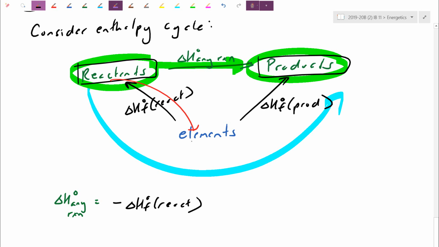Now that we've broken them all apart into elements, I'm just going to follow this arrow. Oh, perfect. This arrow here is pointed the right way. It's pointed towards product. I'm just going to add up all the gluing together and making products. I'm going to end up adding together just the heat of formation for products. So that's what the enthalpy cycle says. You don't need to ever draw the enthalpy cycle again.